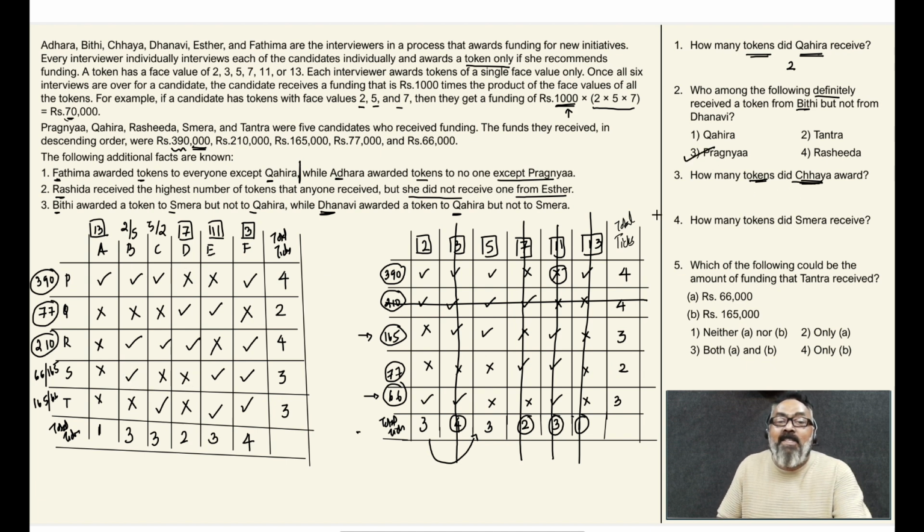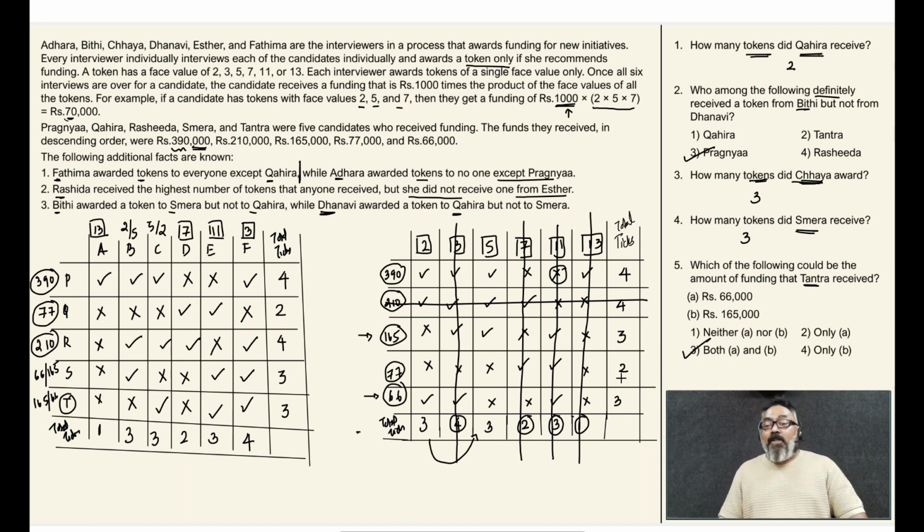How many tokens did C award? It doesn't matter who is C, whether it is 2 or 5, but we know they have to award exactly 3 tokens. So therefore they have 3 tokens. How many tokens did S receive? S has to receive 3 tokens. That we know for sure. Which of the following could be the funding that T received? T received, where is T? Funding T received could be 66 or 165. Answer choice in this case would be answer choice number 3.